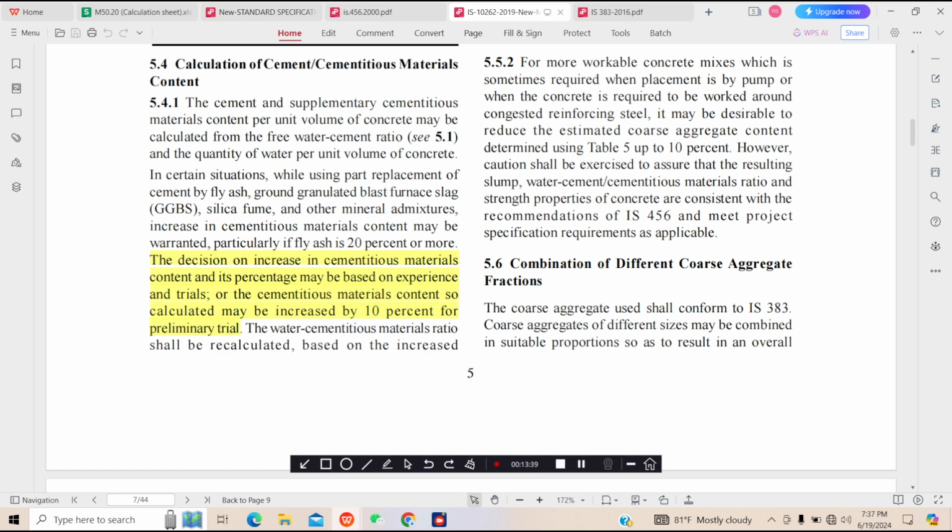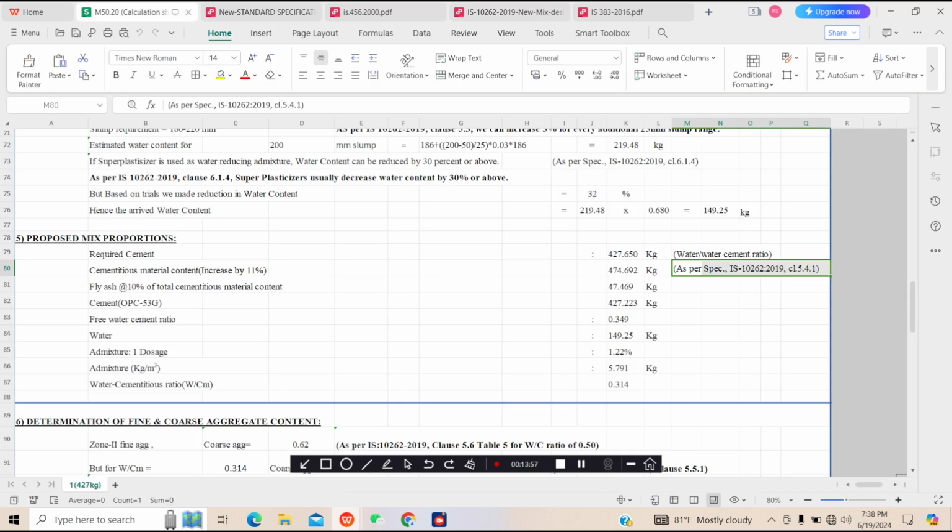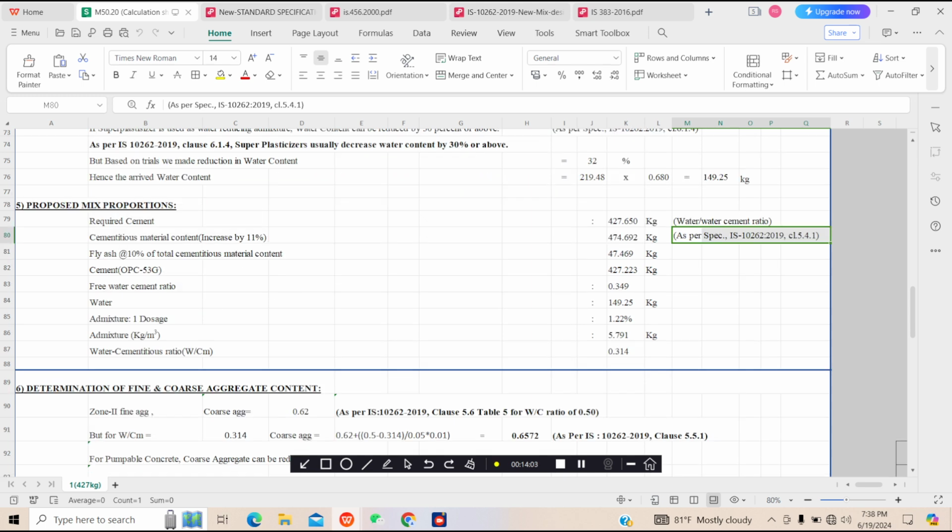If we can replace cement with fly ash by 20% or 30%, then it will be cost efficient. But from the trial, with the fly ash that we are using in our lab, we can increase the cementitious material content by 11% only. It depends upon the brand of the fly ash also. So we have increased it here. We have multiplied 1.11 into the cement content. We have achieved the cementitious material content.